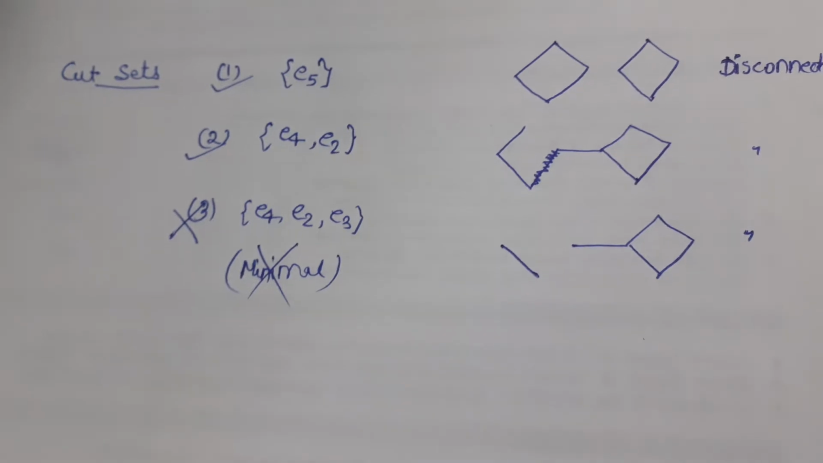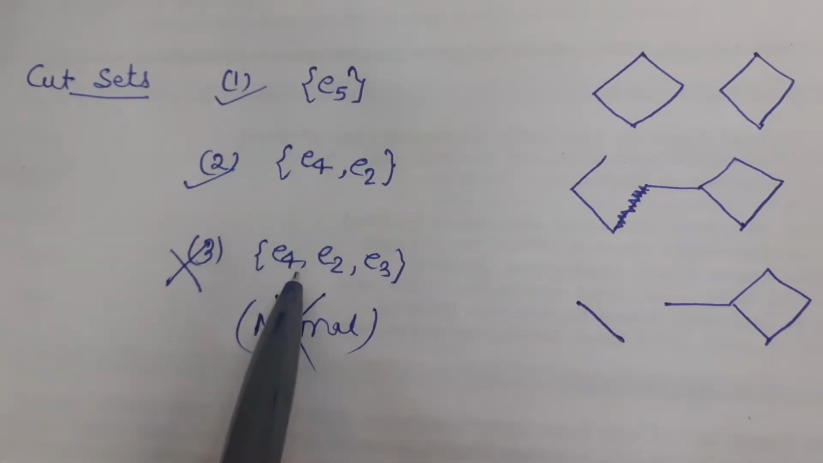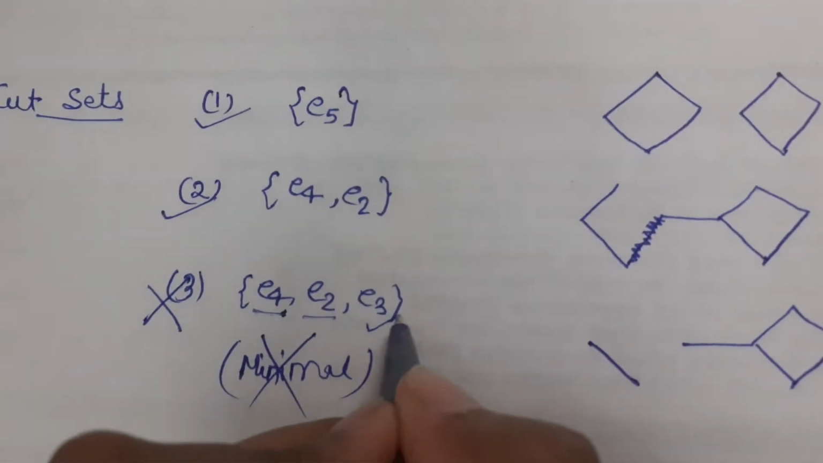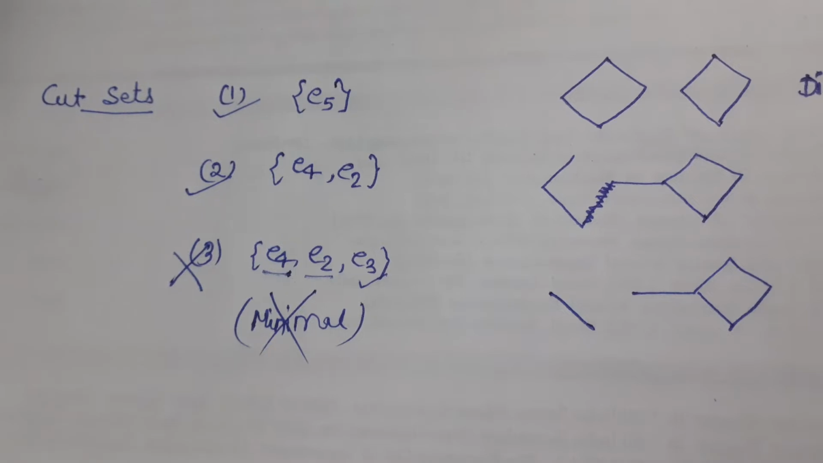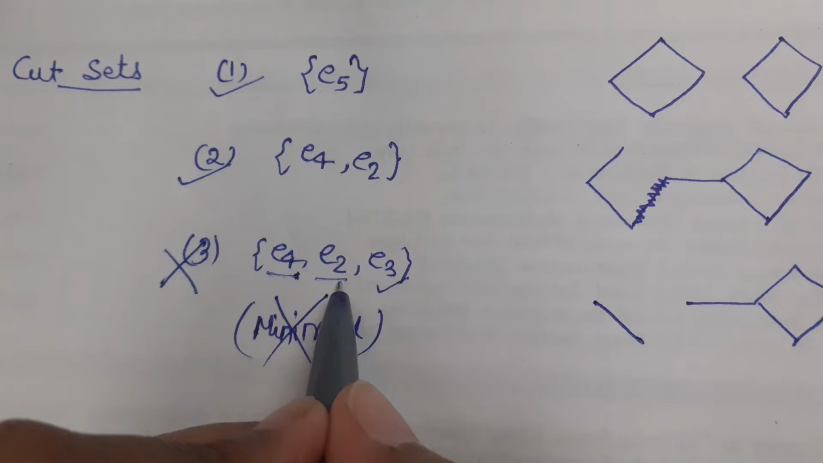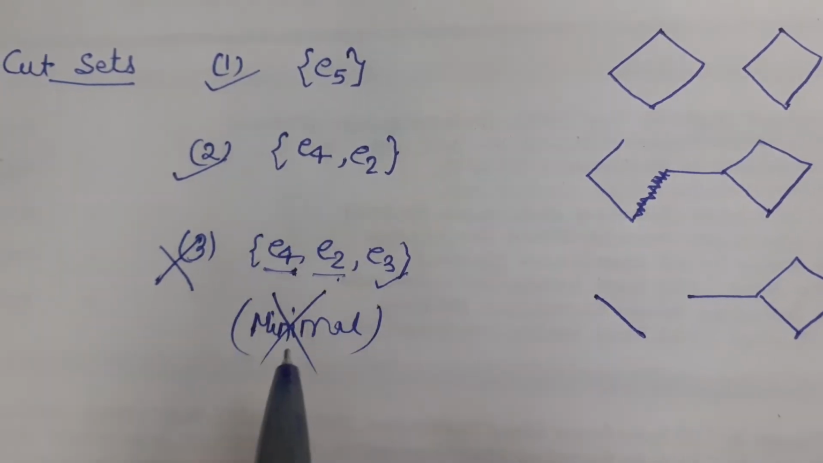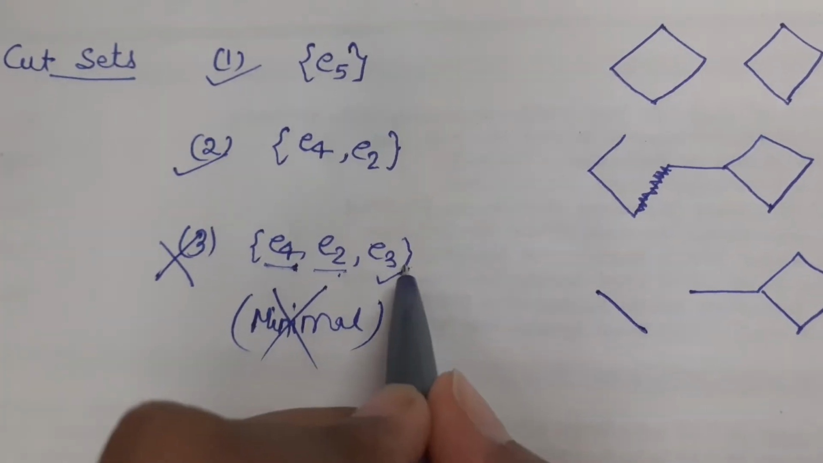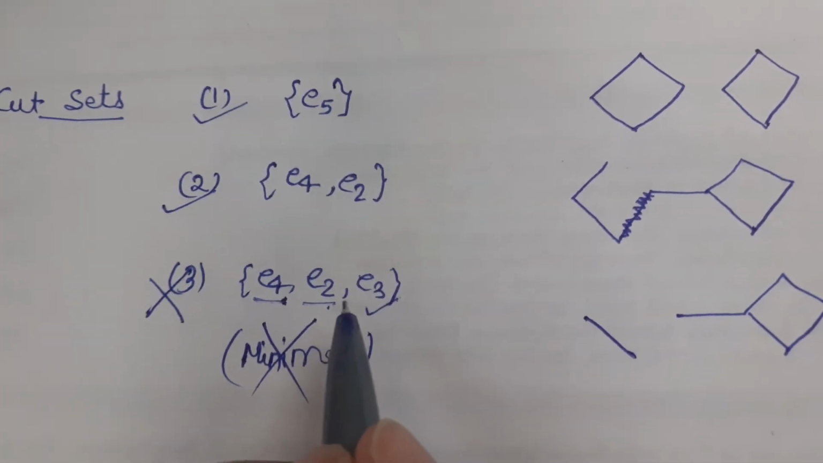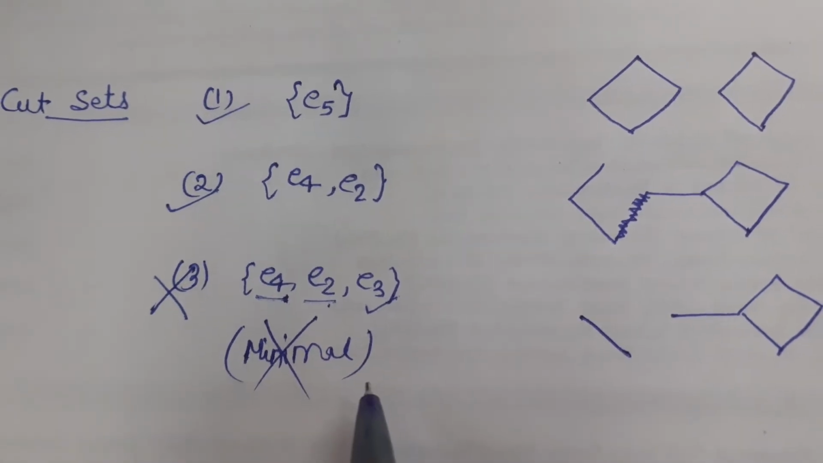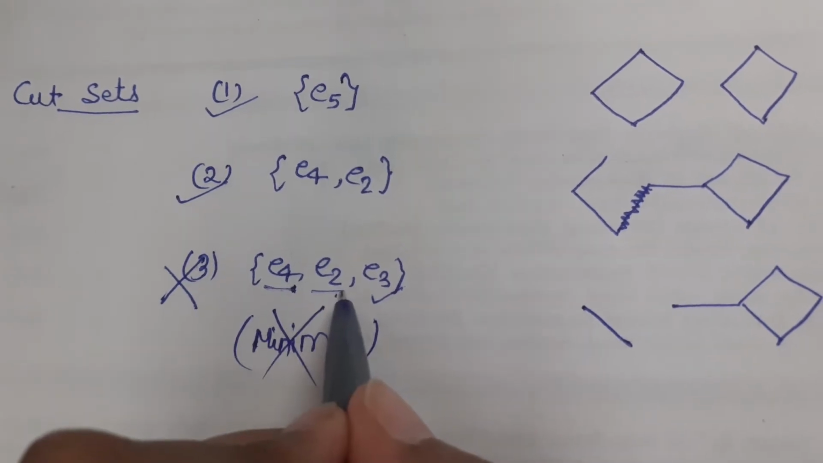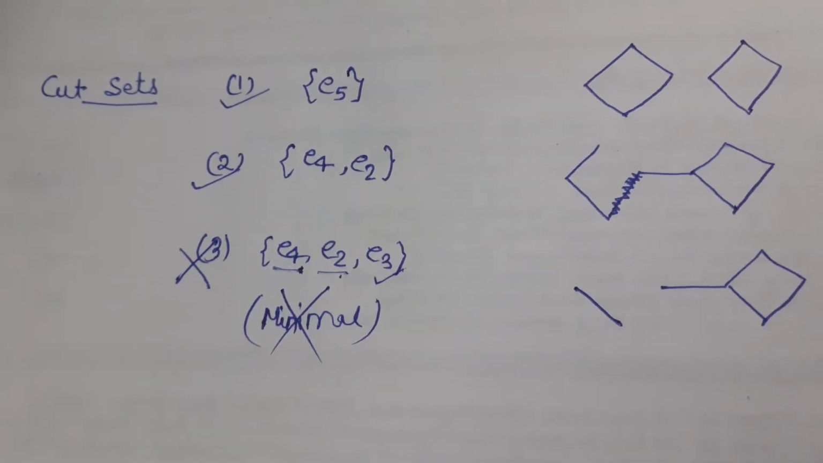Since it is not minimal, you can check. Simply by removing E4 and E2, the graph becomes disconnected. So this is not a necessary edge to be removed. We only include those edges which are a must. Like only by removing E2 and E4, our graph becomes disconnected, so we do not need E3. E3 is additional; even if I do not remove it, my graph will still be disconnected, right? And we only need the minimal number of edges, so this is not a cut set because E4, E2 again alone serve our purpose.